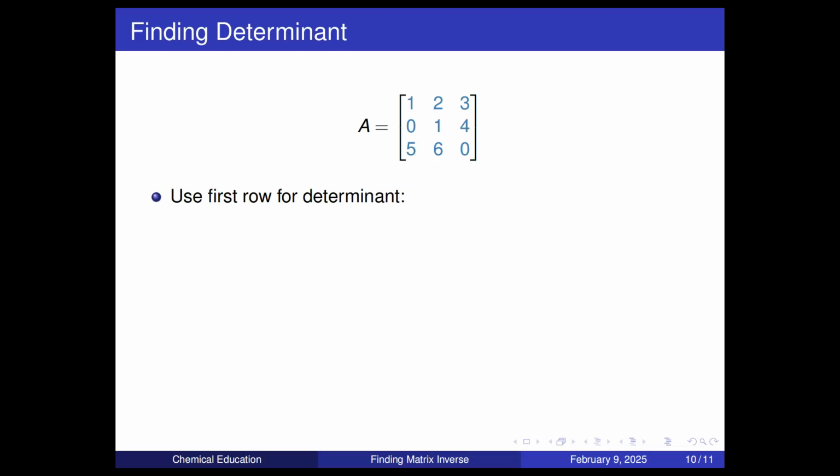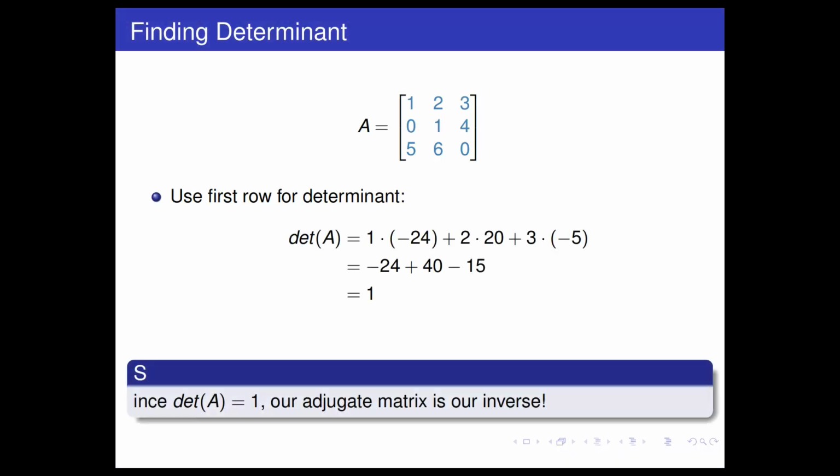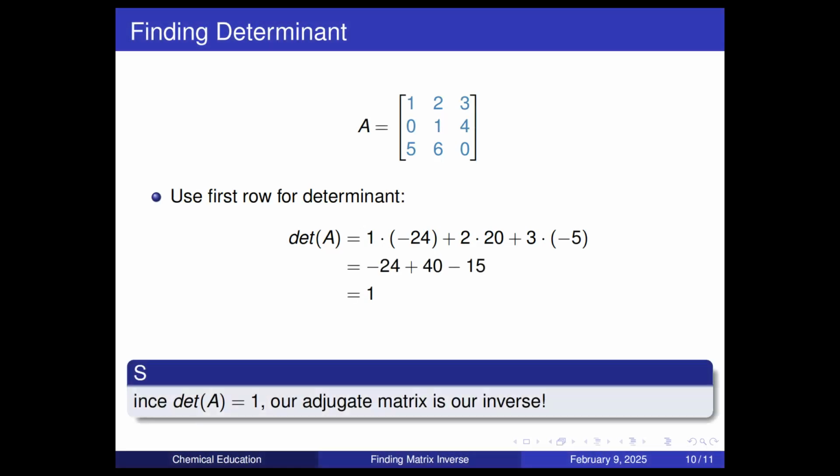Now we have to calculate the determinant. So here for the determinant, use the first row. So 1 into cofactor, 2 into cofactor and 3 into cofactor. Finally we'll get the determinant is 1.